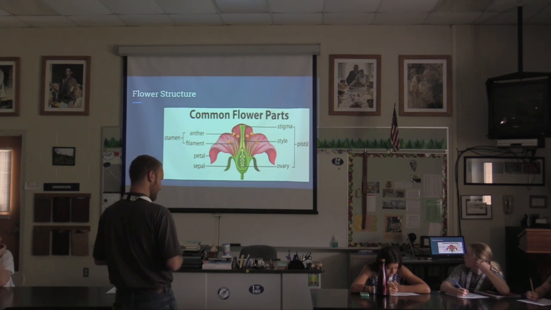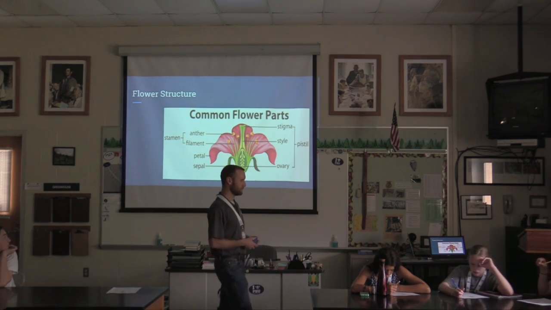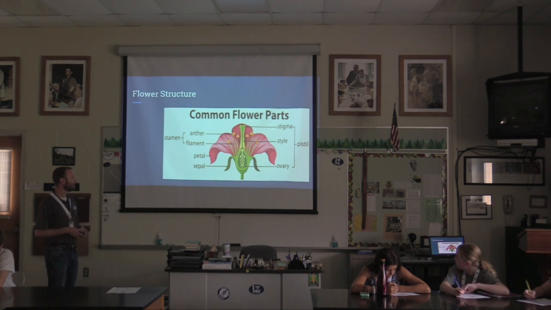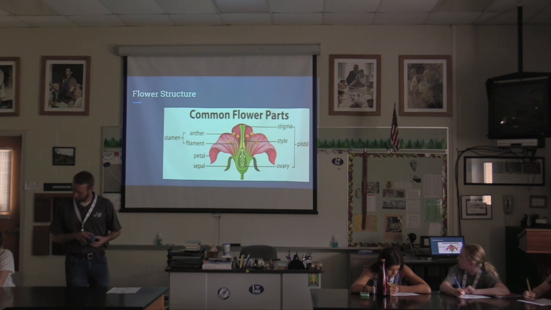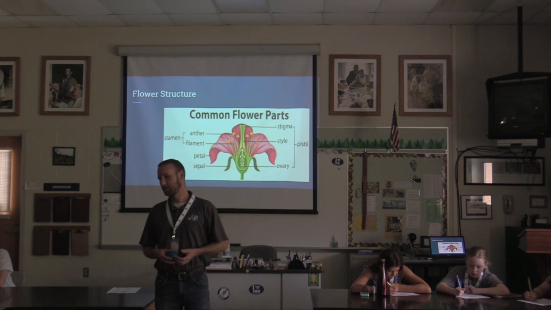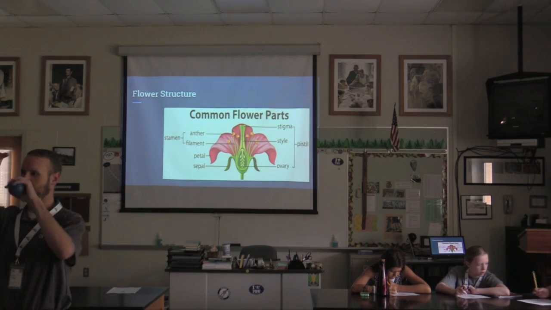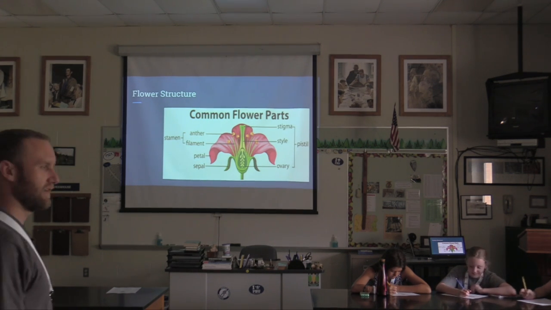And we divide the pistil into 3 different terms. We have the stigma, the style, and the ovary. So on your little paper that I gave you, all the way at the top, it looks a little bit like a funnel. That is the stigma. And then the long tube that connects the stigma and the ovary, that is the style. And then all the way at the bottom is the ovary.